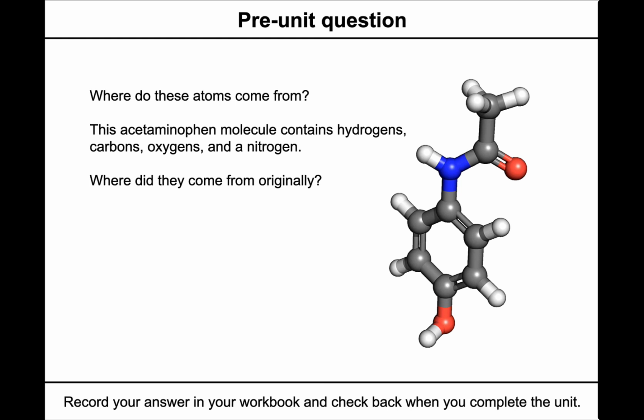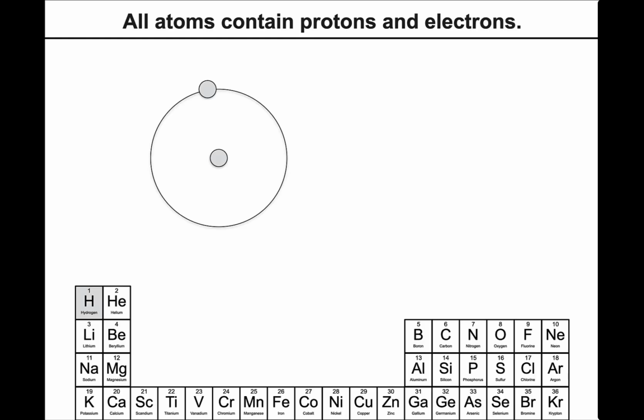By the end of this unit, you're going to really know in very specific detail where these atoms come from. But for now, put your response in your notebook, and then we're going to come back to this at the end of the unit. Let's start this unit by looking at the structure of an atom. Here is the simplest atom that we have. We have a hydrogen atom.